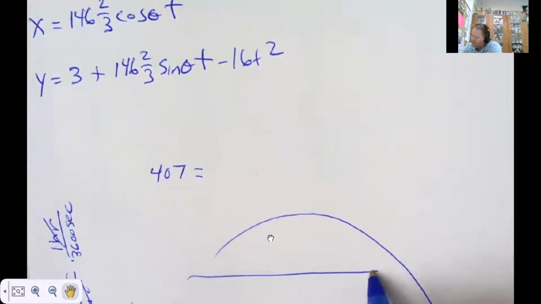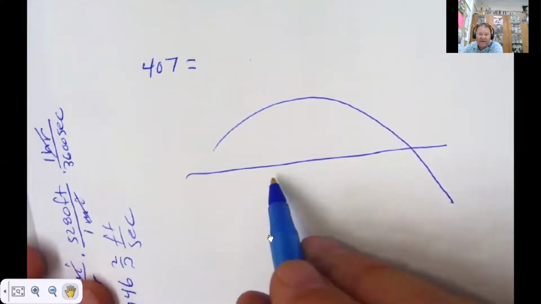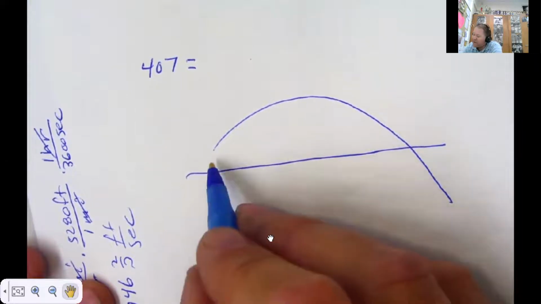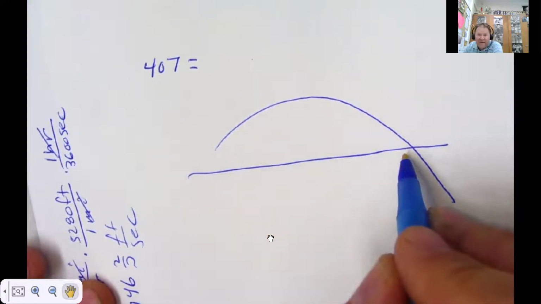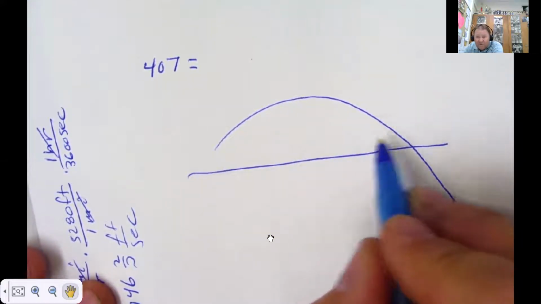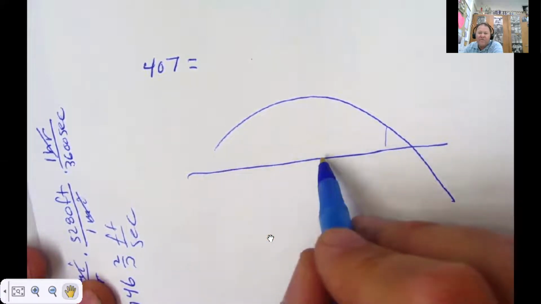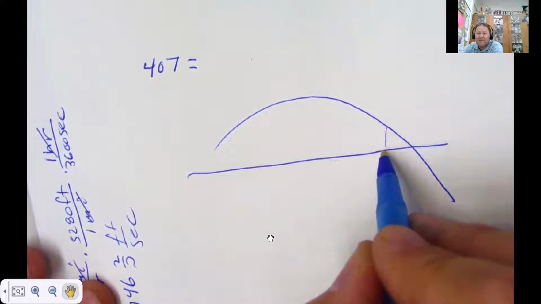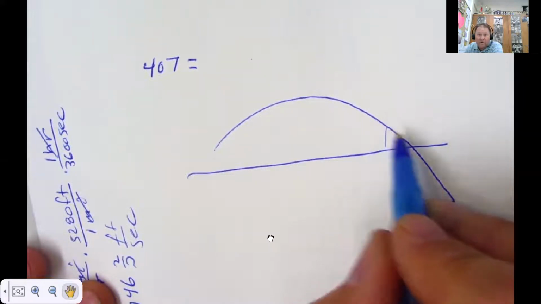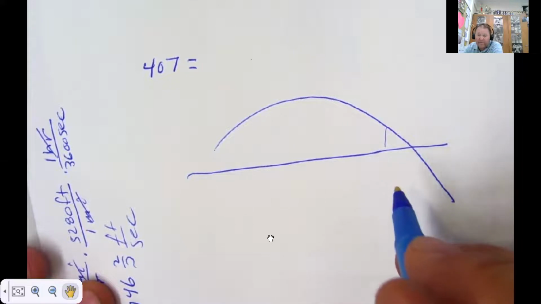right? So now, here's time 0, because remember it's 3 feet off the ground. If I find out the time that it's 7 feet high, because the wall is also 7 feet high, if I find that at the distance of 407, if that time is such that it's 7 feet high, then that's good. Then that's going to be a home run.